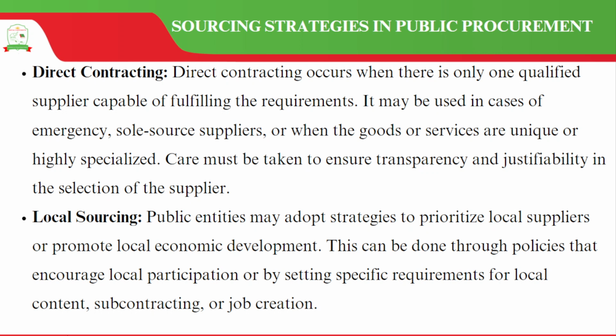We also have what we call direct contracting. This, we are saying, occurs when there is only one qualified supplier. We could be having one who is very good at what they do, and then it may be used in cases of emergency, sole source suppliers. So emergencies could be periods like when we had COVID-19, or situations where countries are having war.